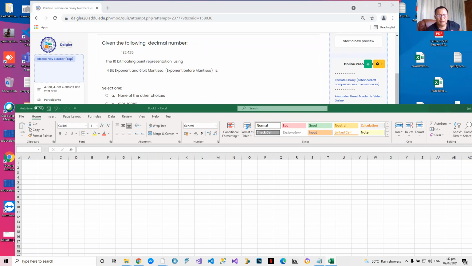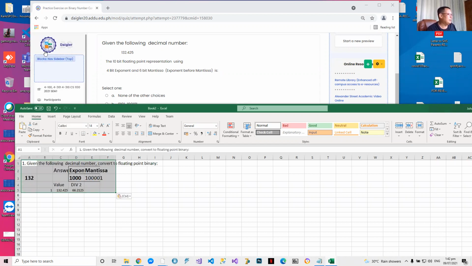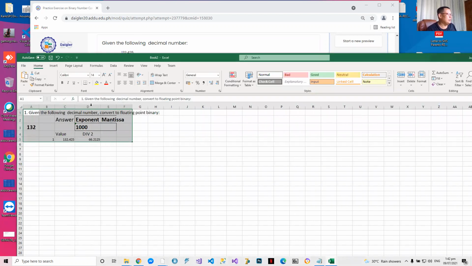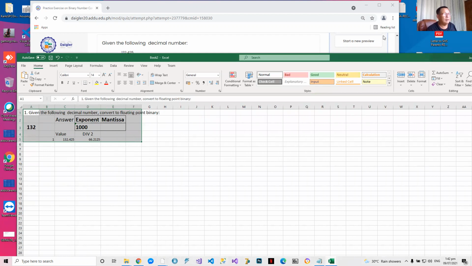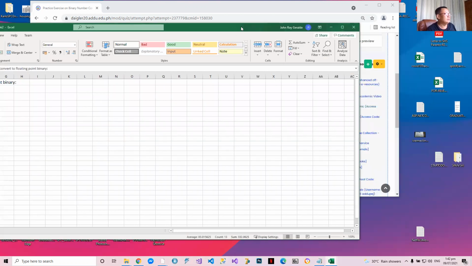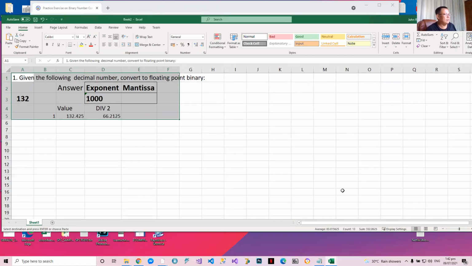Let me copy the problem in the worksheet. You can copy this yourself. No, it's already there. You can download the solution from there. Then we expand this further. Remove this for the moment. Disregard this for the moment.